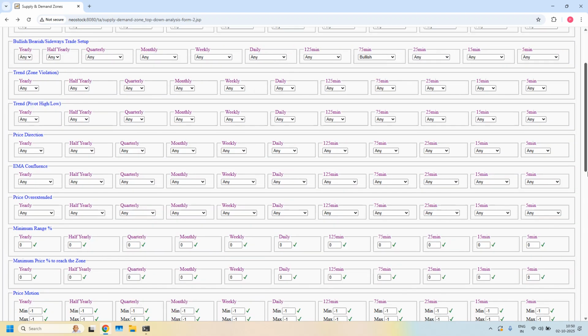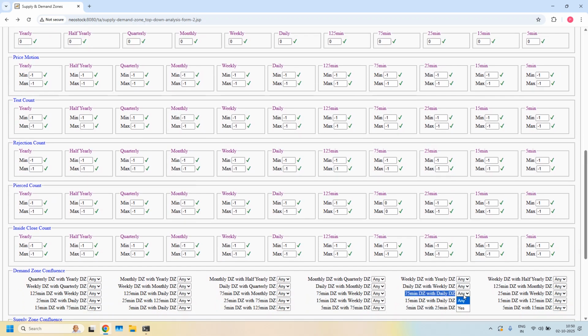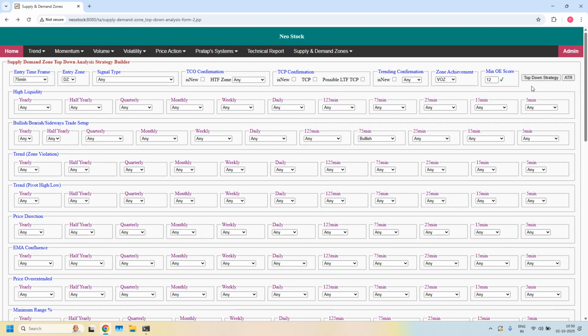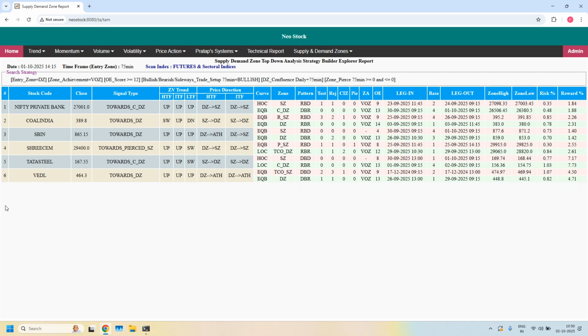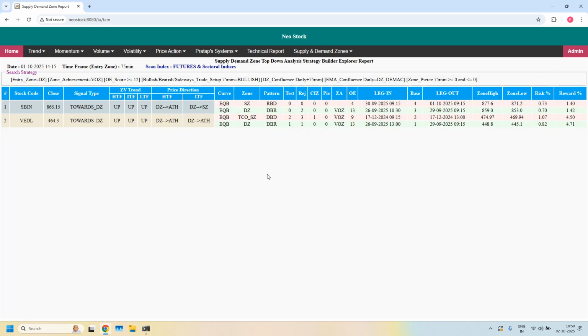First one, LTF ITF demand zone confluence, 75 on daily demand zone confluence. Applying on the 8 stocks, we got 6 stocks. So all these 75 minutes demand zones are overlapped with the daily demand zone. Daily trend, ITF trend, uptrend. So we can further filter based on the daily demand zone having daily EMA confluence. So 2 stocks are filtered.